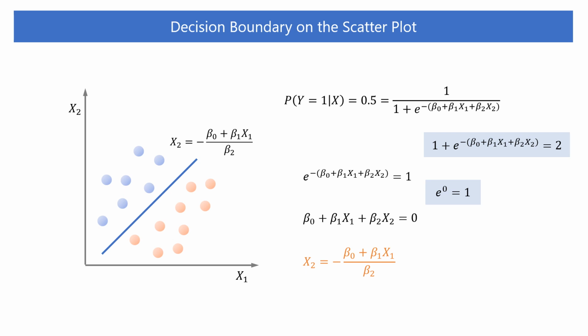Solving this equation for x2 is represented by this equation. This equation is linear for x1 and is the equation of a line representing the change in the value of x2 with the value of x1. This equation represents the decision boundary and can be written as a straight line on the scatter plot.